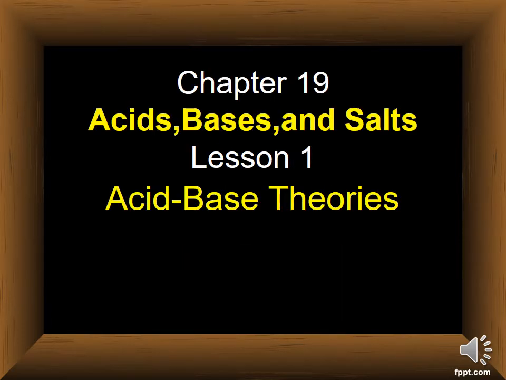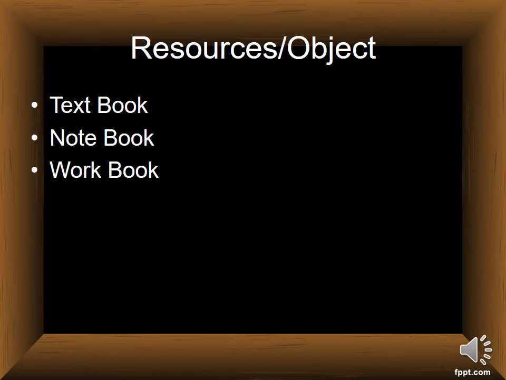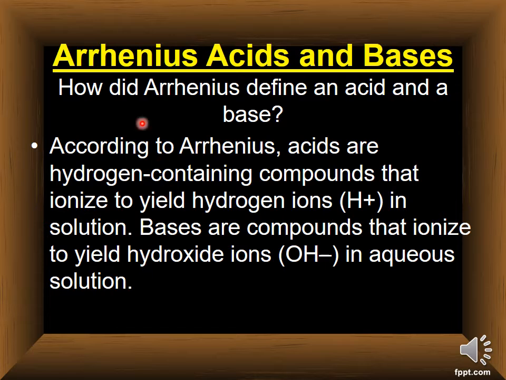Today we will discuss chapter number 19, lesson number 1, acid-base theory. In this lesson, our main objectives are to define an acid and a base according to the Arrhenius, Bronsted-Lowry and Lewis theories. The resources you need: textbook, notebook and workbook, as well as a pen or pencil. Let's begin. Arrhenius acid and base.